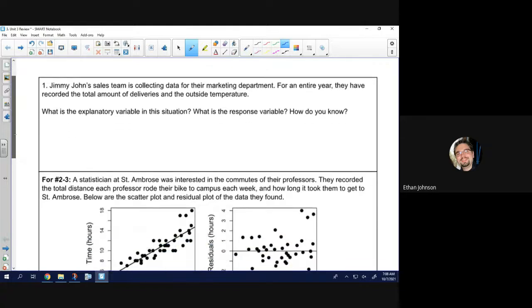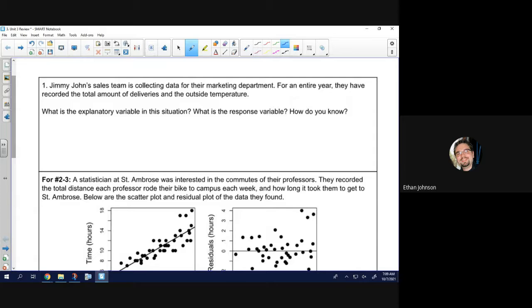Jimmy John's sales team is collecting data for their marketing department. For an entire year, they have recorded the total amount of deliveries and the outside temperature. Question is, what is the explanatory variable in the situation? What is the response variable? And how do you know?